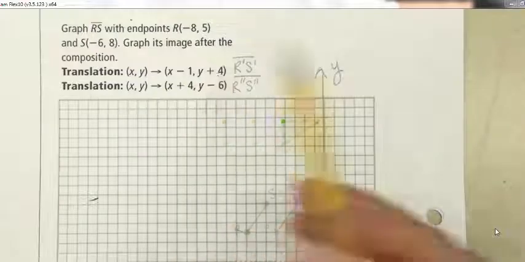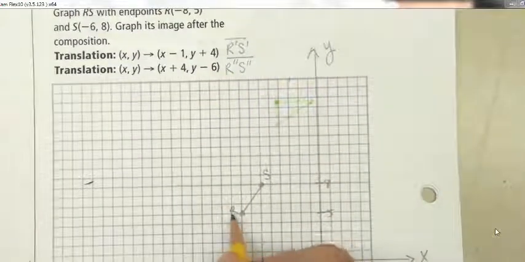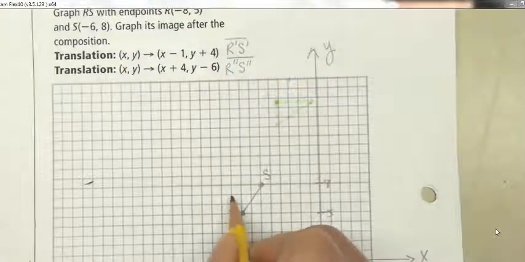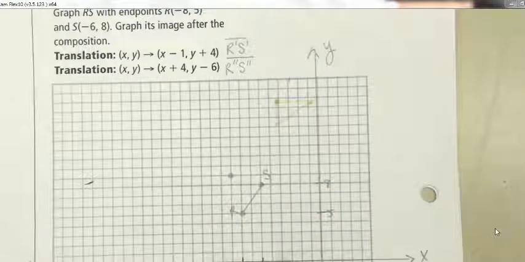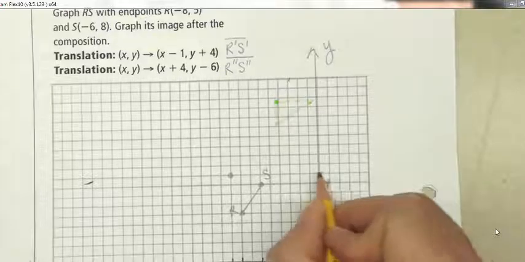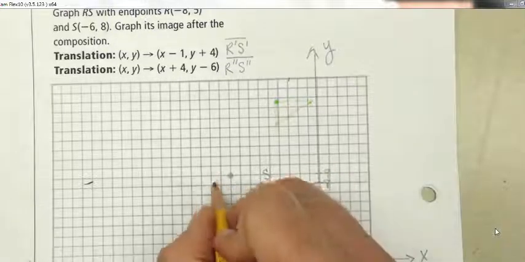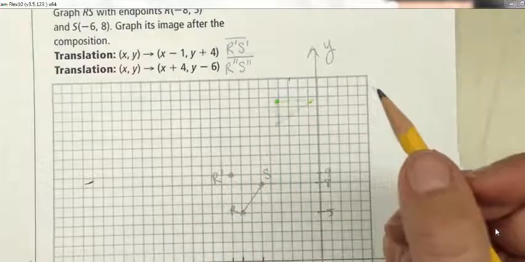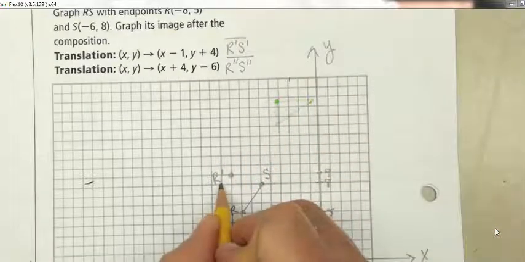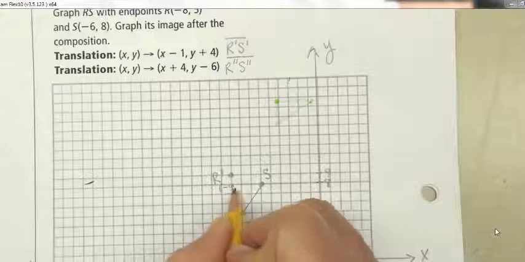For this one, I'm going to take every point and I'm going to go left 1 and up 4. So for R, I'm going to go left 1, up 1, 2, 3, 4. So let's see, that puts me at (-9, 9). So that's R prime. And I'll write it right here: (-9, 9).